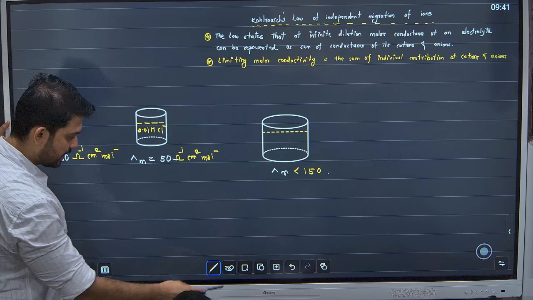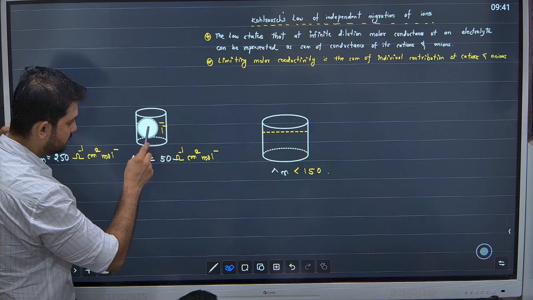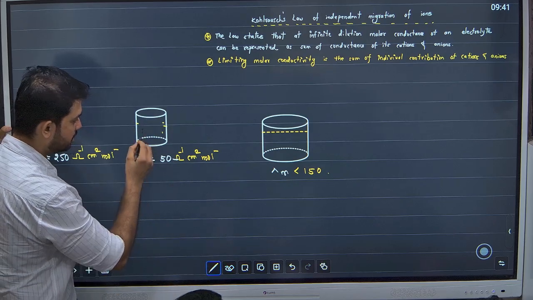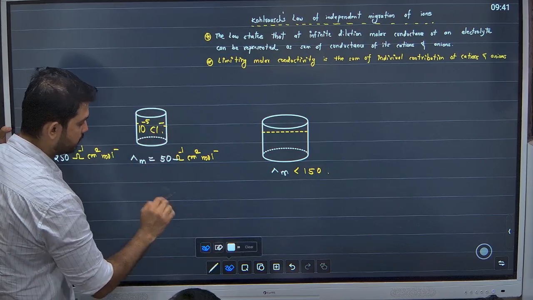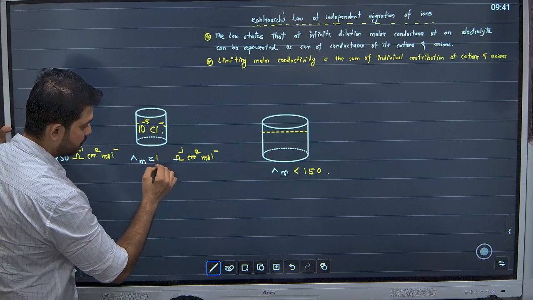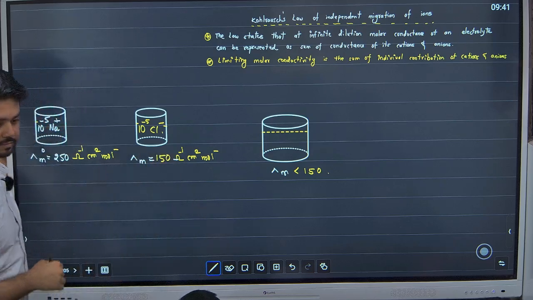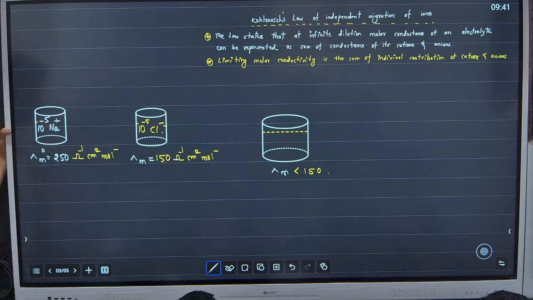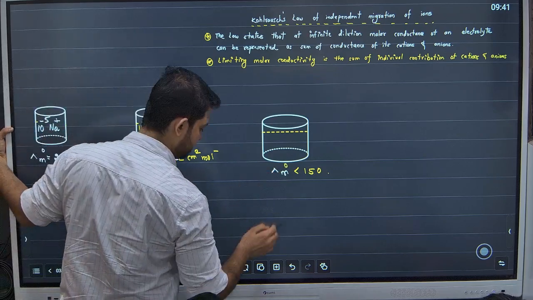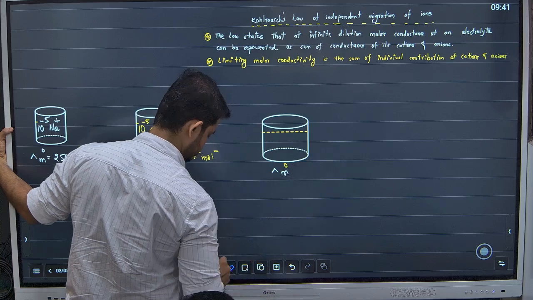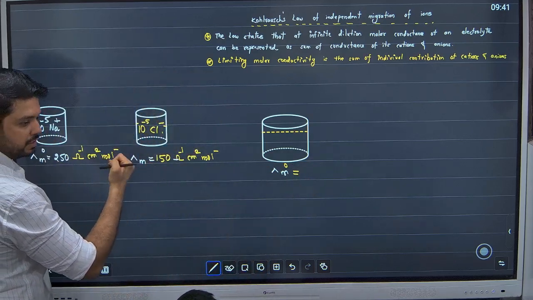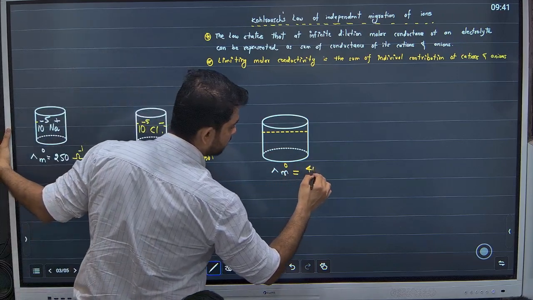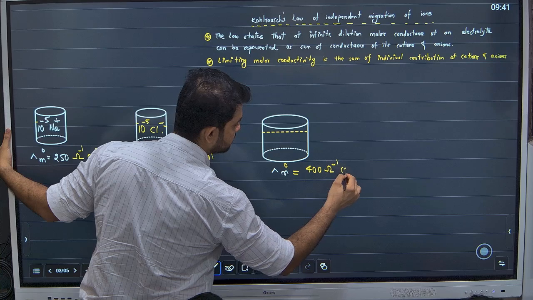Here also, what do we have, people? 10 raised to minus 5 Cl minus. Take some value for this too, let's say 150. Now when you mix them, how much lambda m naught did we get, people? 250 plus 150, 400 ohm inverse.